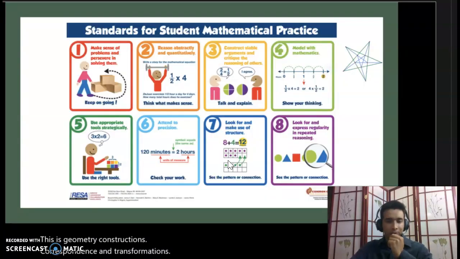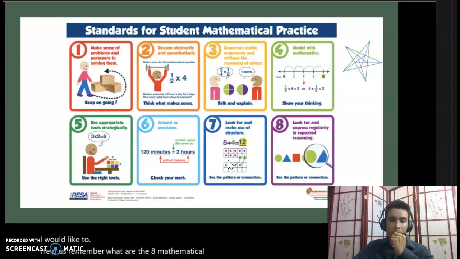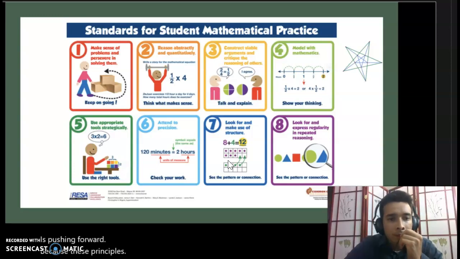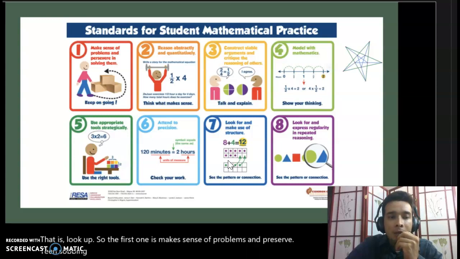Alright, first of all, I would like to help us remember what the 8 mathematical principles are that Common Core is pushing for, because these principles are very practical. Let us look at them. The first one is make sense of problems and persevere in solving them. The second one is reason abstractly and quantitatively.